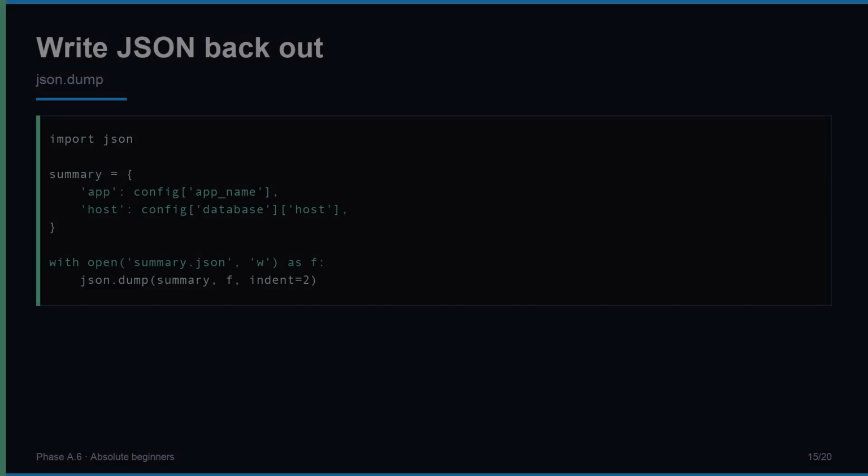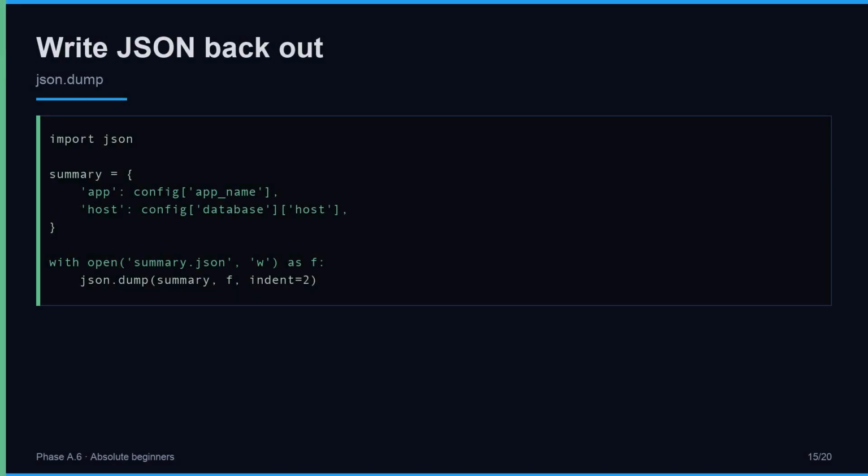Save your work. Sometimes you want to write JSON, not plain text. json.dump does the reverse of json.load, it takes a Python object and writes it as JSON to a file. Build a dictionary called summary with the values you care about. Open a file for writing. Call json.dump, passing the dict and the file. Indent equals 2 makes the output pretty printed with 2 spaces per level, easy for humans to read. Read JSON in, process it, write JSON out, a full round trip.